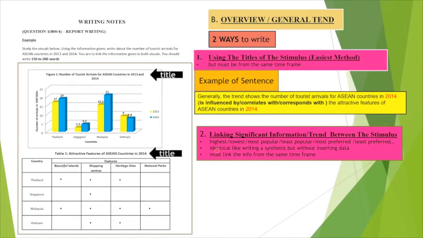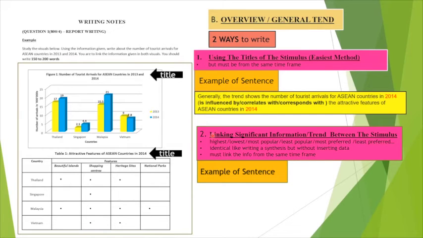But still, same like the first method, it must be from the same time frame. So for the stimulus 1 here, 2013 and 14, but in stimulus 2 we have 2014. So when you link using the second method, please do not mention about 2013. You can just mention about 2014 and 2014. Example. All right, before I give you the example, let's look at the first stimulus.